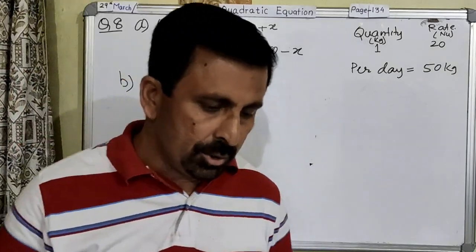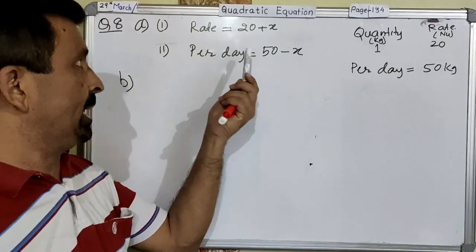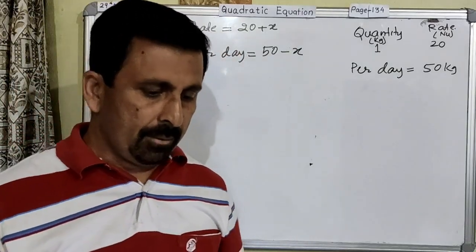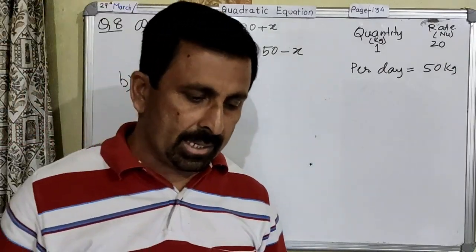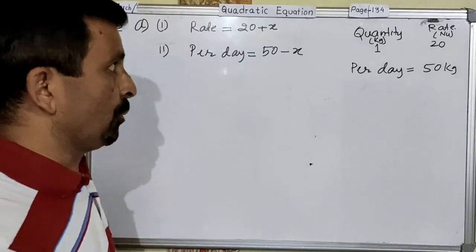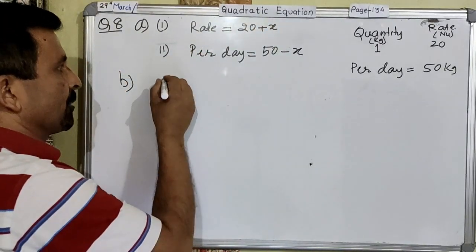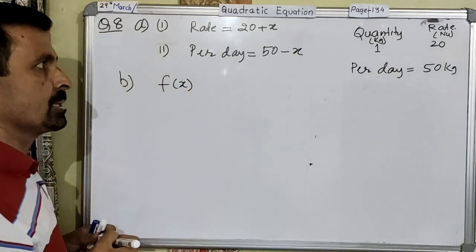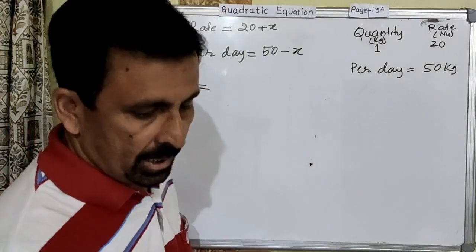Now the part B of this. Part B of this is, use your information from part A. Now we have got some information in part A. This is the rate and this is the per day sale. Now we have to use this information to write a function representing the baker's total sale. So the variables we have used is X, therefore we will write the function also in terms of X only. Is this okay?